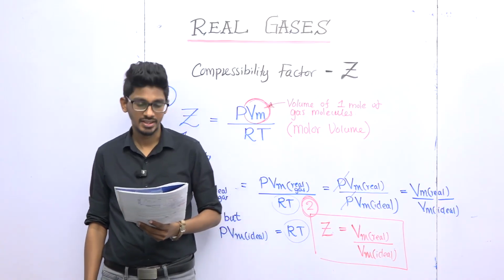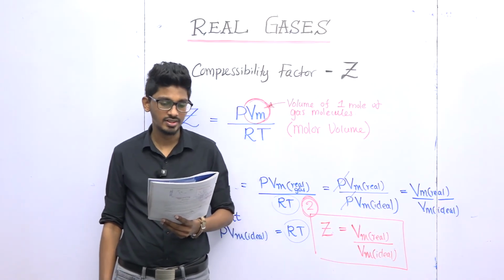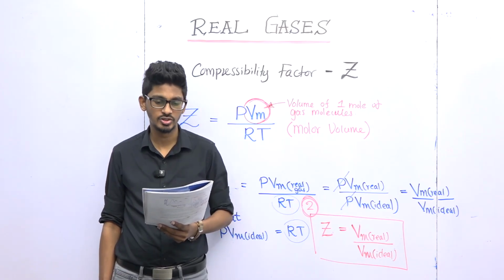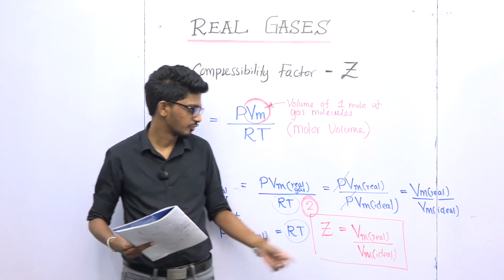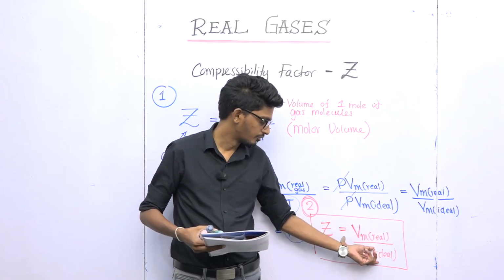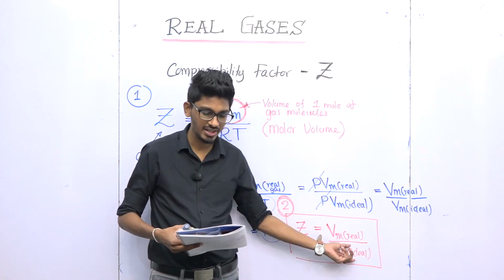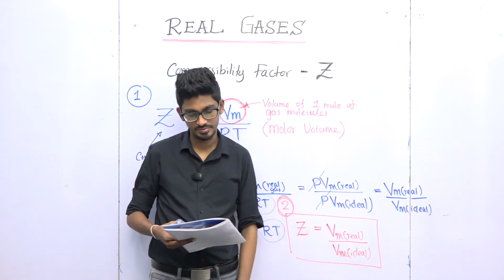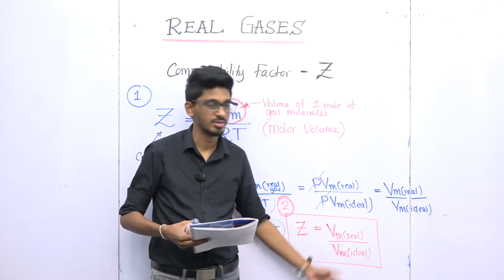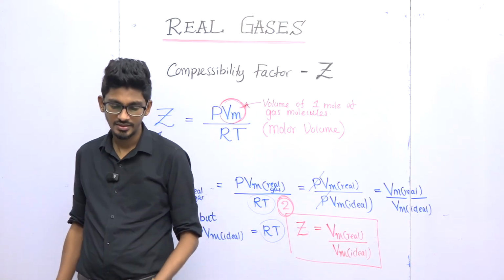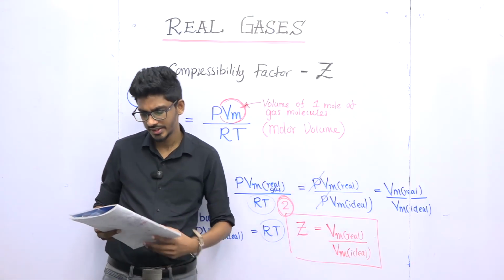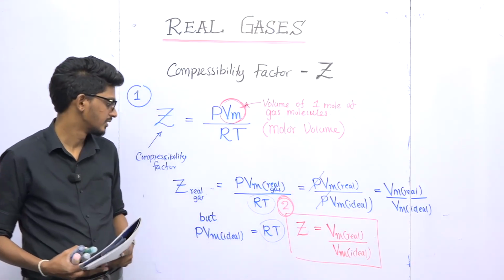The second point, on the next page, says that in other words, the compressive factor is the ratio of the actual molar volume of the gas to the molar volume of it if it behaves ideally, as an ideal gas, at the same temperature and pressure. So that is the second definition, and they have proved that. This derivation has been done.